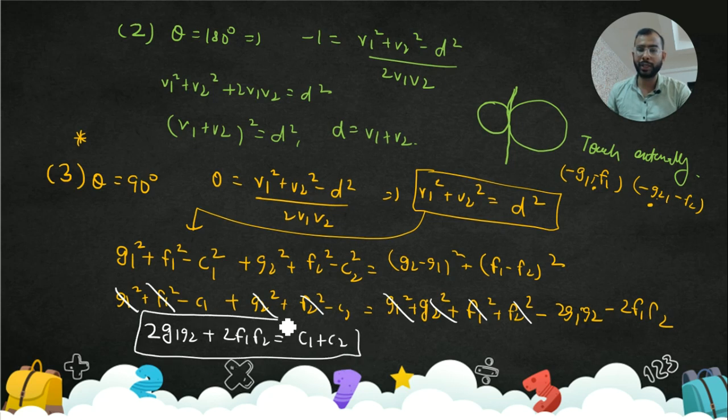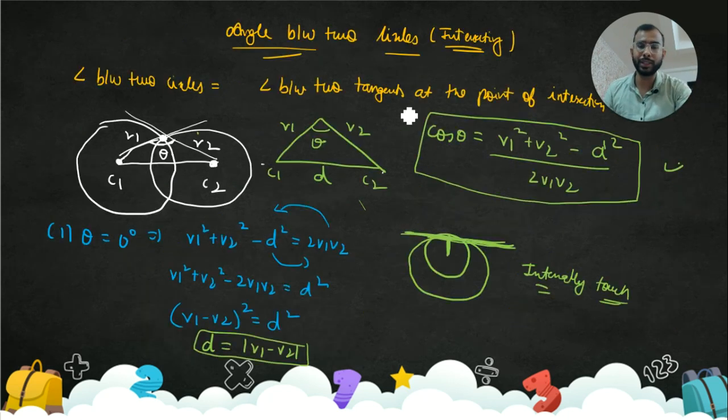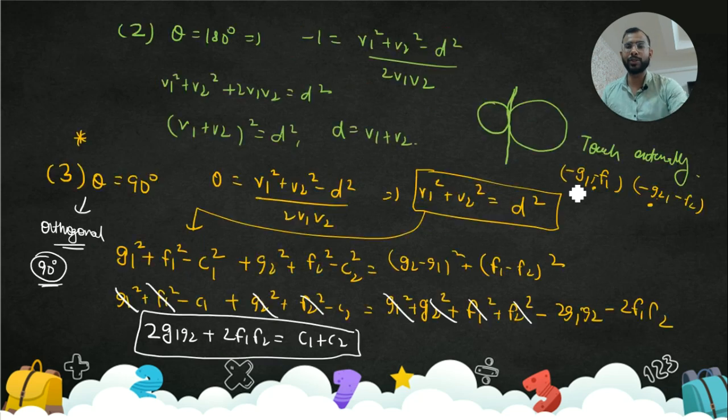Very, very important formula. If the two circles are orthogonal, meaning both are at 90 degrees, orthogonal means circles intersect at 90 degrees. The direct condition we have to use is 2 g1 g2 plus 2 f1 f2 is equal to c1 plus c2. Again, come again with me: 2 g1 g2 plus 2 f1 f2 is equal to c1 plus c2. This is the condition if the two circles are orthogonal. The angle between the two tangents is cos theta equals (r1 square plus r2 square minus d square) upon 2 r1 r2. So you know this.